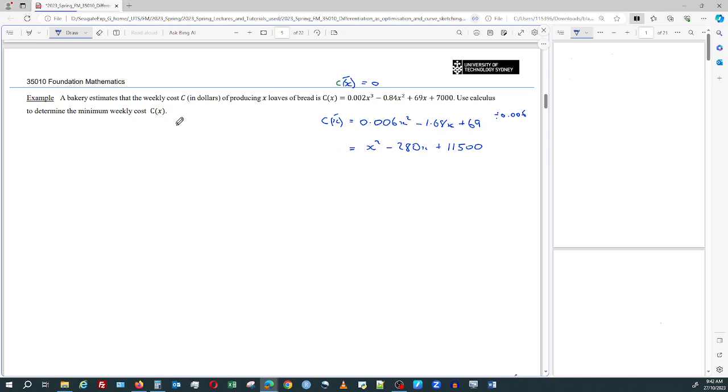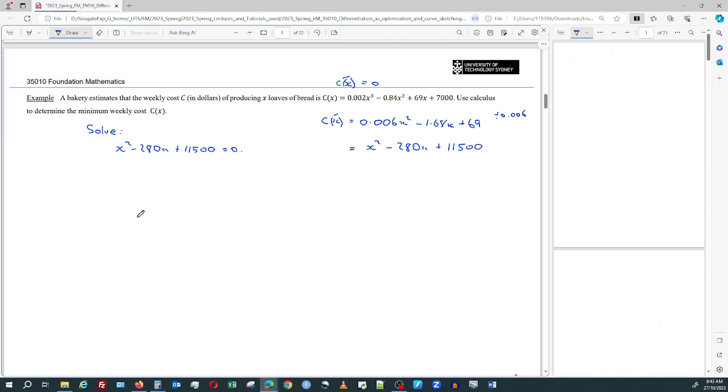Now we're going to set it to 0. So that means we're going to solve. And what do we get on this solve? We're going to get the values where the function is 0. We get the x values in this case, where it's 0. So we're going to solve this one.